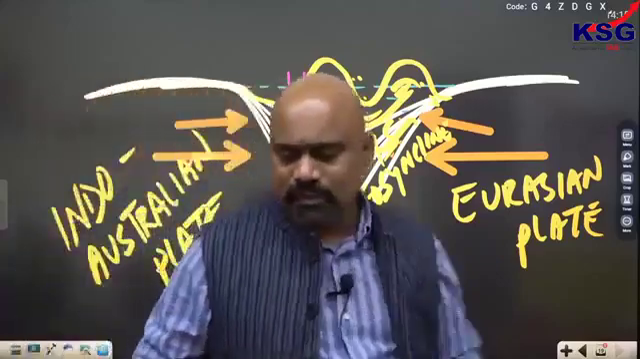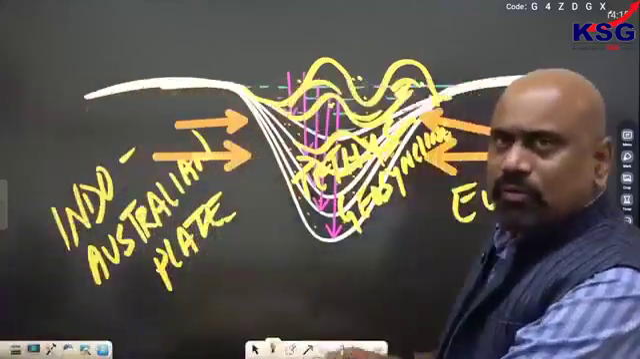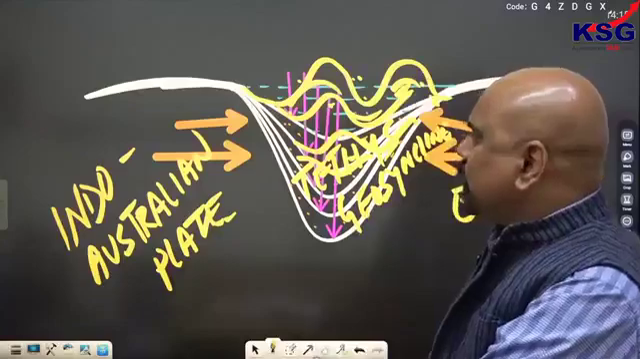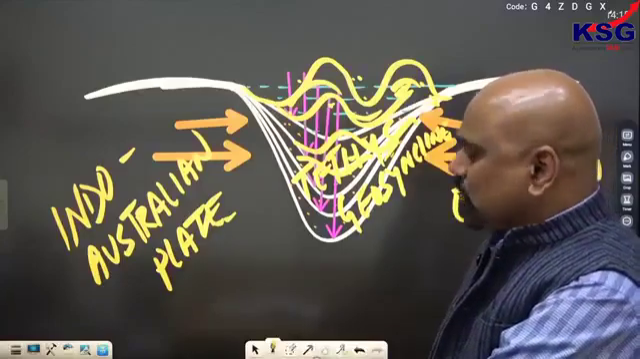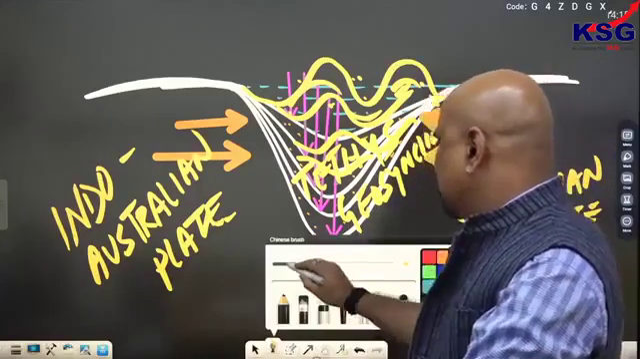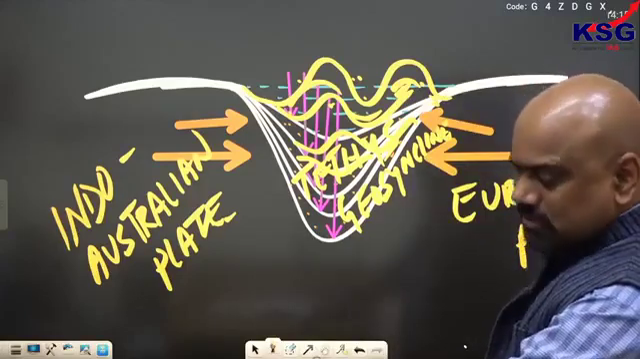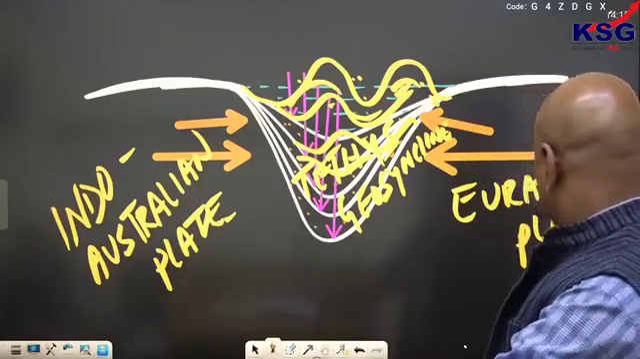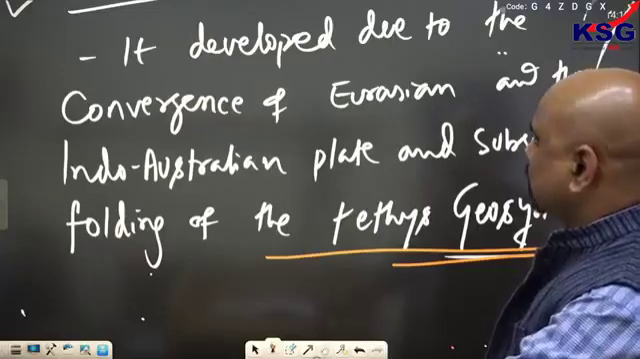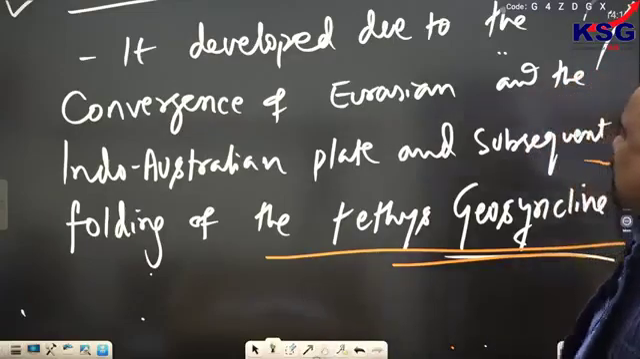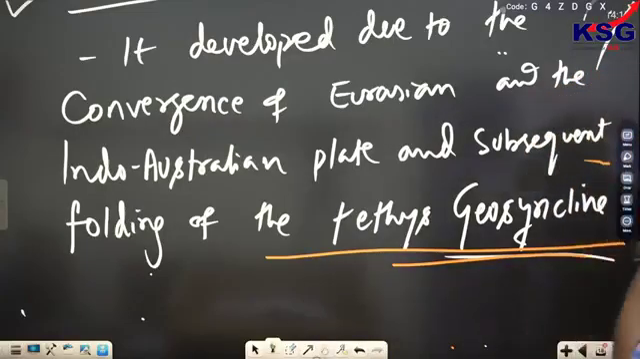So anyway, now you can go back to that particular lecture. You'll find that the Indo-Australian and the Eurasian plate convergence, formation of the Tethys geosyncline, and folding of the Tethys geosyncline lead to the formation of this.